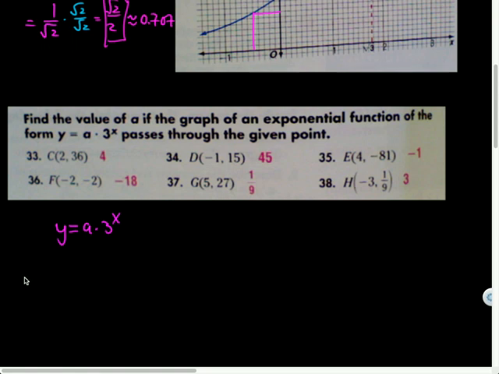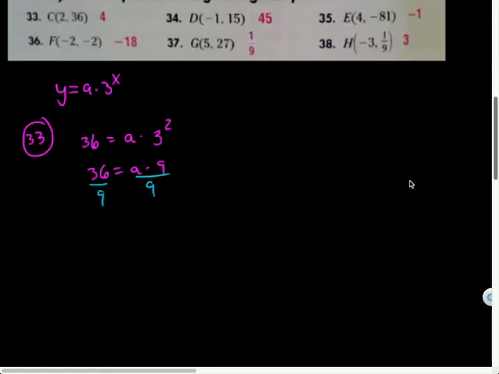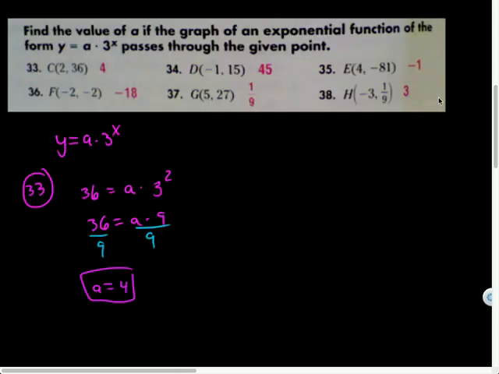So for 33, for instance, I would plug in 2 for x and 36 for y, and solve for the part I don't know. Classic algebra setup. So I'll have 36 equals a times 3 squared, which is 9, and then I would divide both sides by 9, and I'd get a equals 4. So that's a way that you can solve for one of the components of your equation if you know the other. So let's look at 37, for instance.